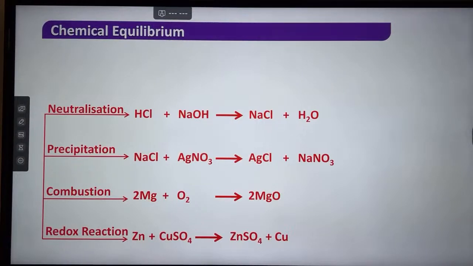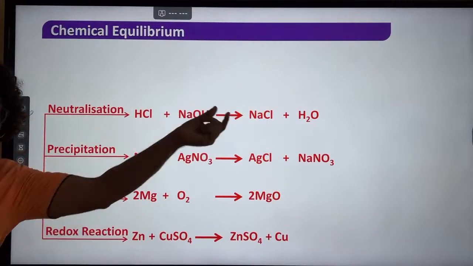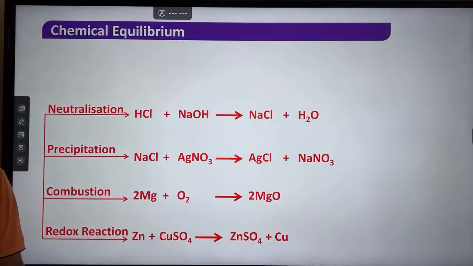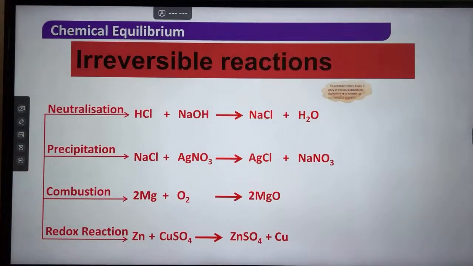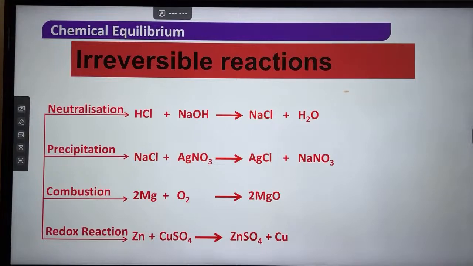What is common? They are all irreversible reactions. They are all one side. They all will reach the end product. Strong acid, strong base together, there is no coming back in this reaction. Similarly, this also reached the end point. So they are all technically irreversible reactions. The reaction takes place in only the forward direction, therefore irreversible.